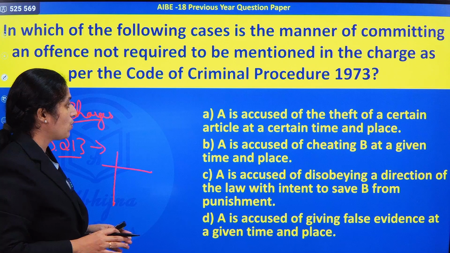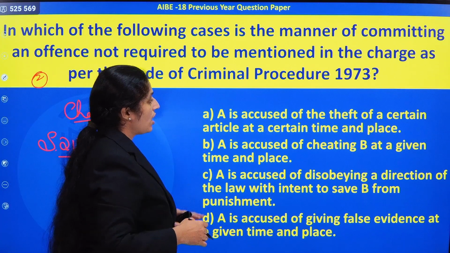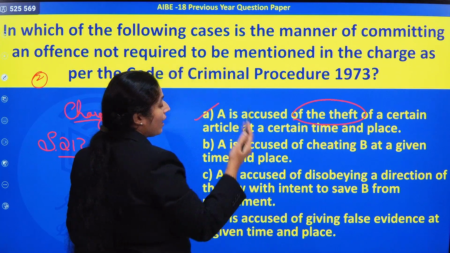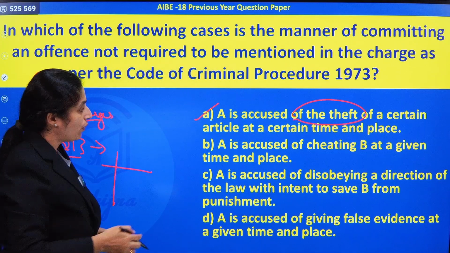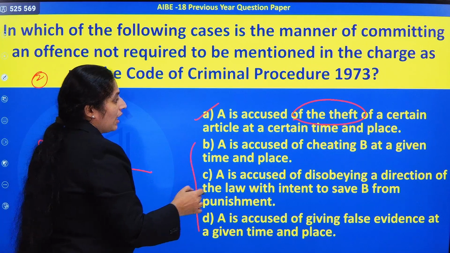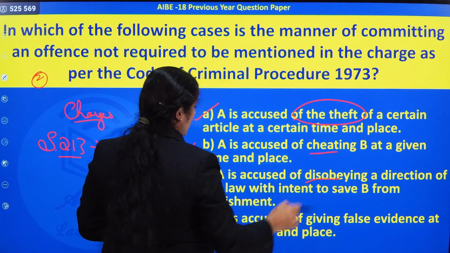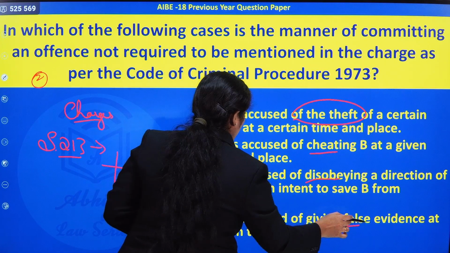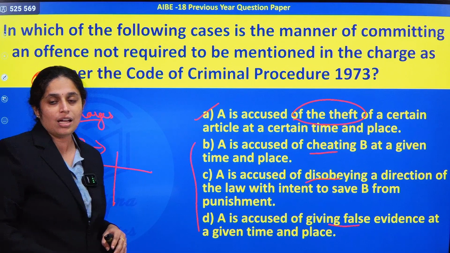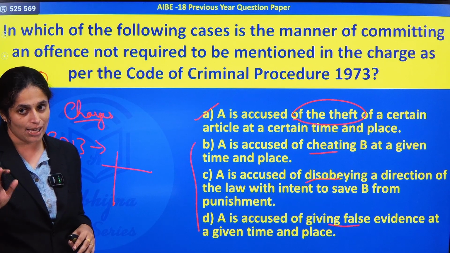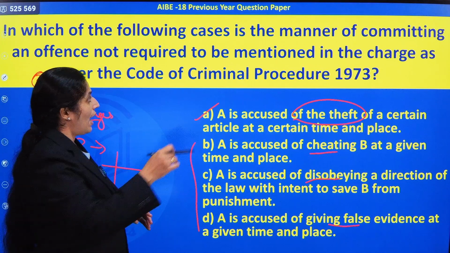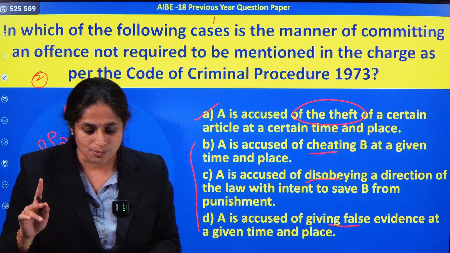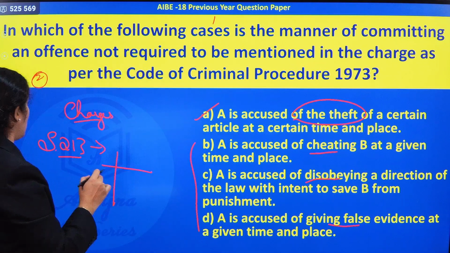Among the illustrations, we can see that the first illustration itself says that regarding theft, there is no need to give the manner in which it was committed. But for the rest of the answers, maybe it could be cheating, or disobeying a direction of a public servant, or giving false evidence. In all these cases, the manner in which the offence was committed has to be mentioned. Okay. So that is why A is the correct answer, and the corresponding section is section 236 BNSS.